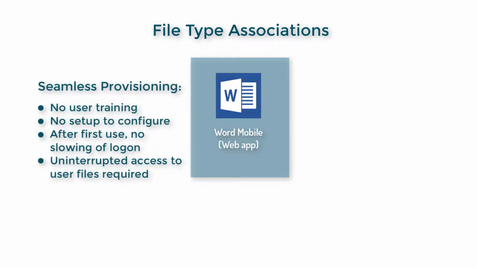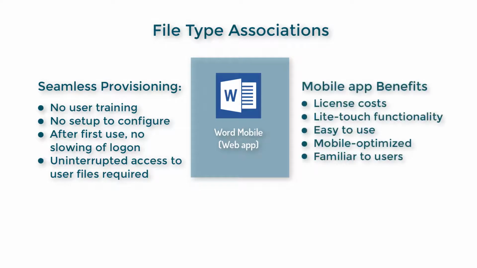This provisioning is seamless to the user. There is no training required, no dialogues for users to configure, and other than the initial profile use, there is no degradation of logon performance. In the case of Office Mobile apps, they are free to download and allow users functional access without a full subscription. The potential cost savings are huge, and additionally, mobile apps offer light touch functionality, so they are easier to get to know. They provide exclusive features to enhance mobile working, and they remain familiar to users.